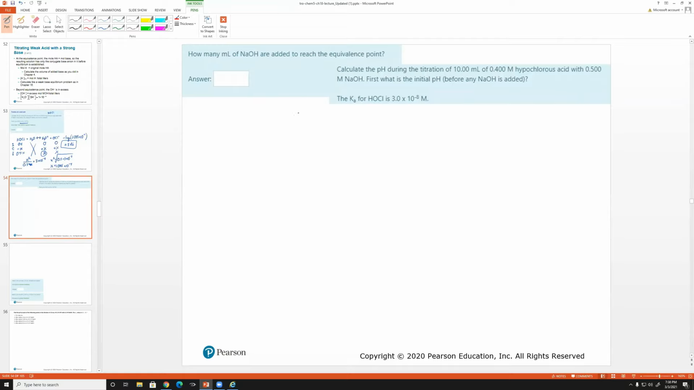So the amount of NaOH, we know how many moles of hypochlorous acid we have. So let's figure out how many moles. I don't like red, we use green. So 0.4 molar equals X amount of moles divided by 0.01 liters. This is of the hypochlorous acid. I could figure this out on my own. I got this one. 0.004 moles of HOCl. So that's the amount of moles of HOCl that we have.